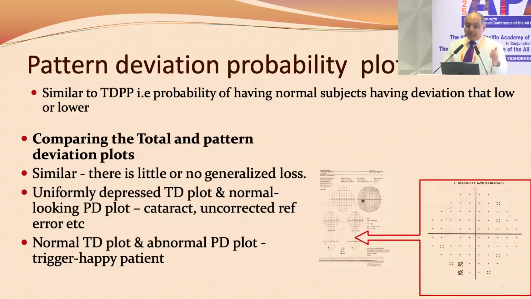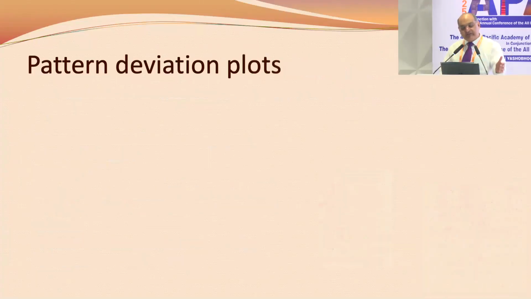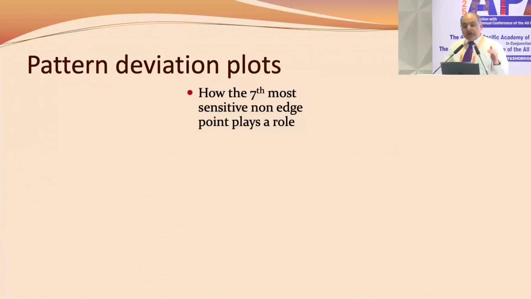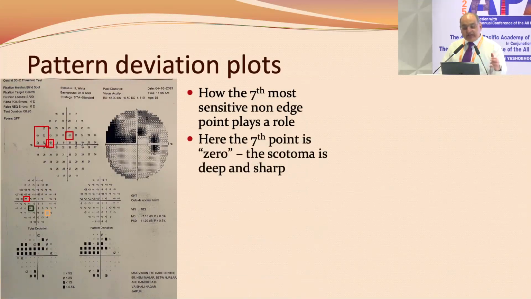So for cataract and uncorrected refractive errors, you will have a depressed total deviation plot, but the pattern deviation plot will show up the defects because of glaucoma. Now, how the 7th most sensitive points can play a role in understanding the visual fields. In this case, we can see the 7th point is 0 here, and there are a lot of points which are much more depressed than the 7th point. So the scotoma here is sharp and deep.